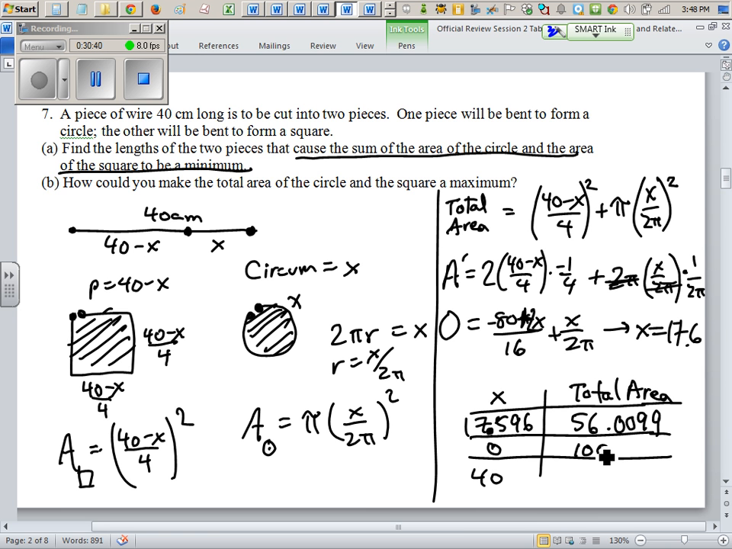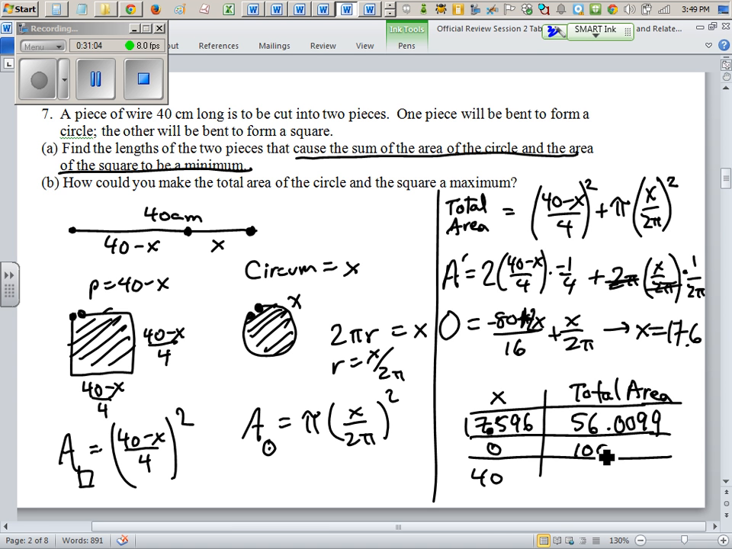And if you plug in 40, the first term vanishes. In other words, there is no square. Of course, you used all the wire for the circle. So you just end up getting 20. Basically, you're going to have to calculate. If you plug in 40, you're going to get 1600.